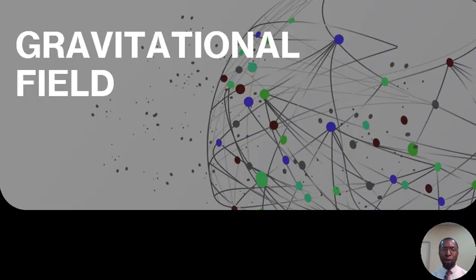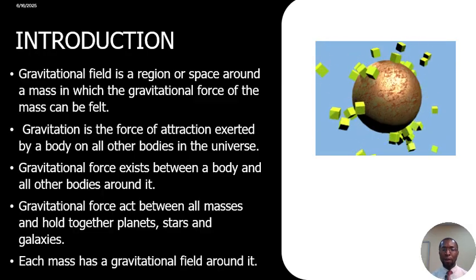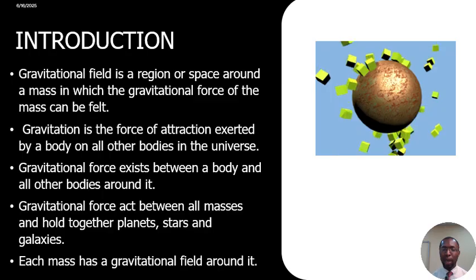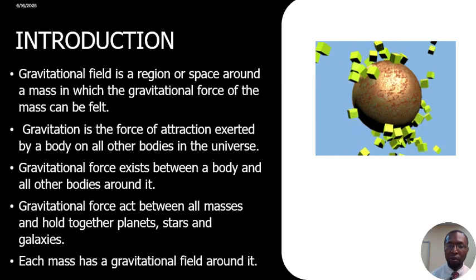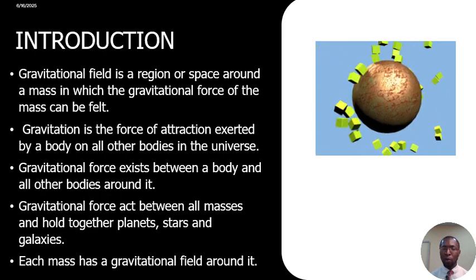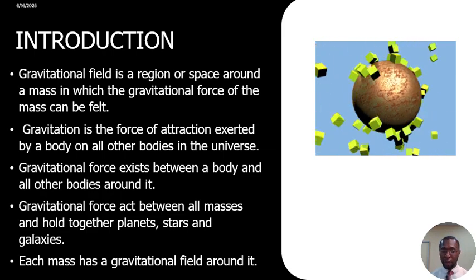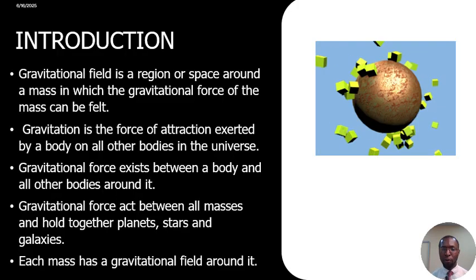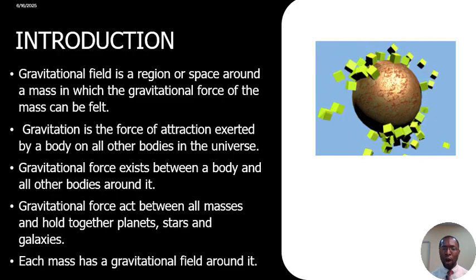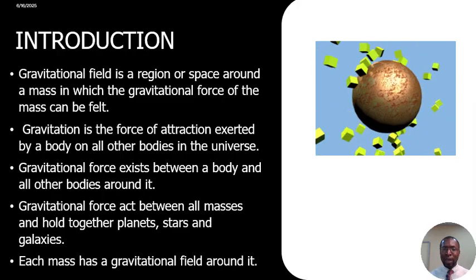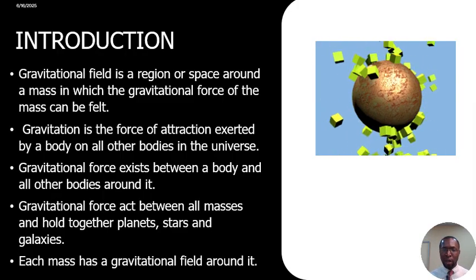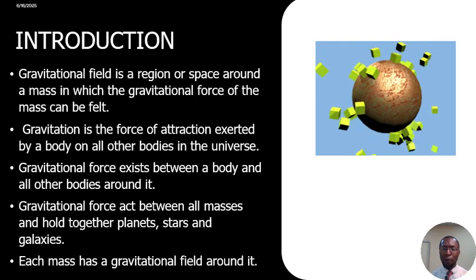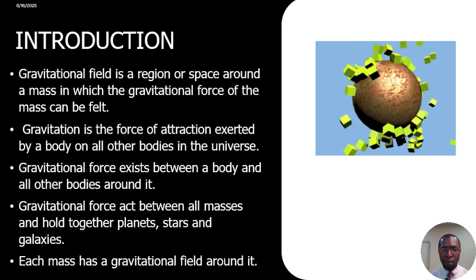Now, by definition, gravitational field is a region or space around a mass in which the gravitational force of the mass can be felt. So when we talk about the field, it's just a space around an object. A mass is an object that exhibits such a kind of force, because the field itself is the type of force. So when you have an object, that object generates a force, and that force is called a field. In this case, we call that force the gravitational force. So we say it's a region around the mass in which the gravitational force of the mass can be felt.